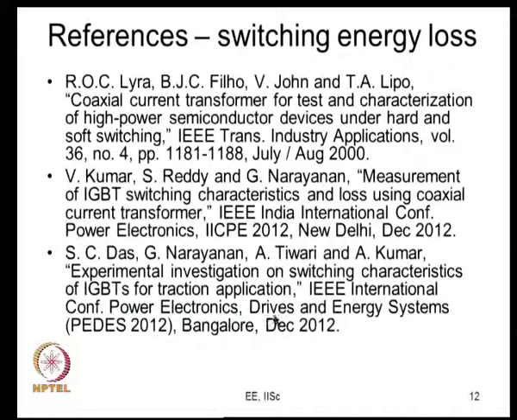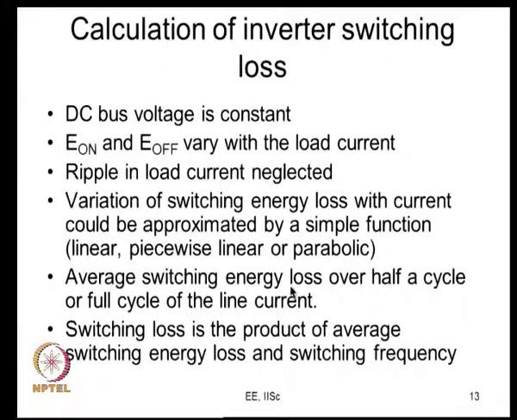So, these are some references which can help you understand this E on and E off, like how you can measure the turn on energy loss and turn off energy loss, and how they vary with the operating conditions and the environmental conditions. By operating conditions, I mean things like the DC bus voltage and the current that is being switched, and by environmental condition, I mean, let us say, the ambient temperature. Alright, those are some references which could give you better insight into that.